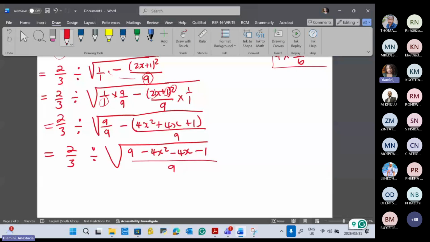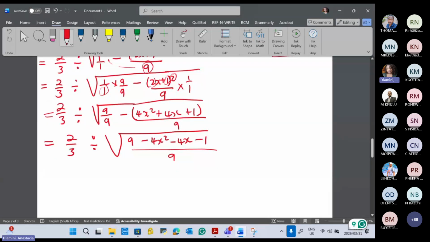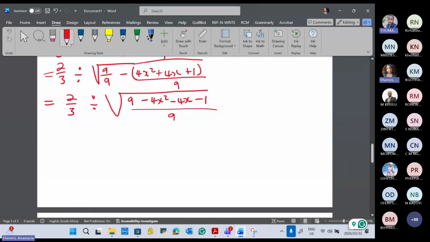Are you getting me, guys? Yes, ma'am, we get you. Okay, so now let's simplify this. What can we do? Okay, let me make it easy. This is equal to 2 over 3 divided by, we have 9 minus 1, so this is the square root of 8 minus 4x squared, right?